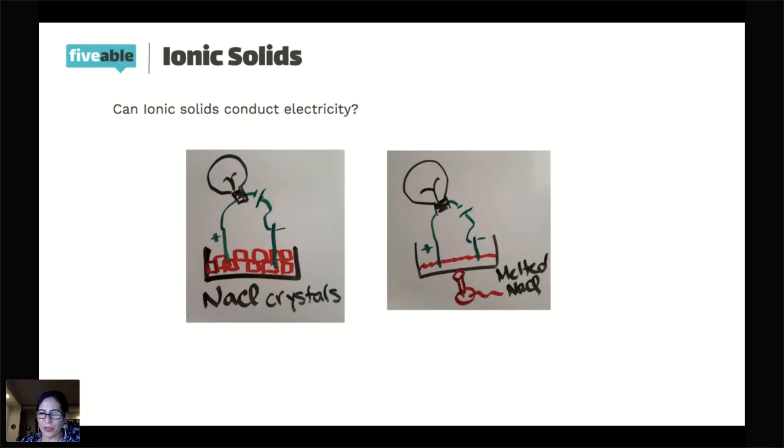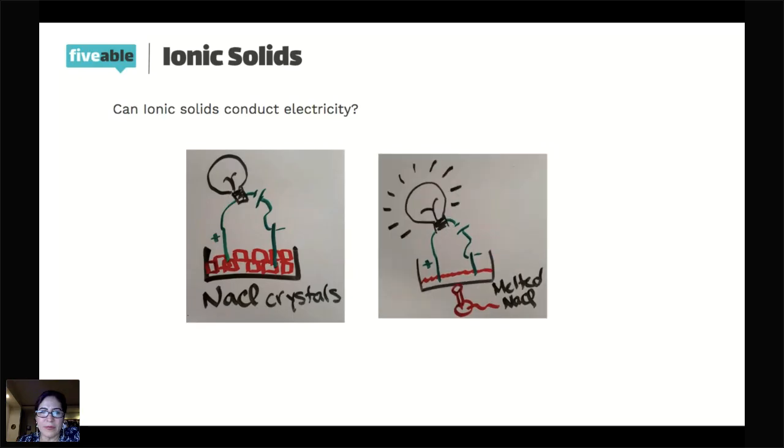Yes, Matthew, you're right. The light bulb will now be lit. Why? Because now the ions are able to move. Since it is melted, the ions are able to move towards the electrodes, creating this flow of electrons, closing the circuit, and the light bulb will be able to light.